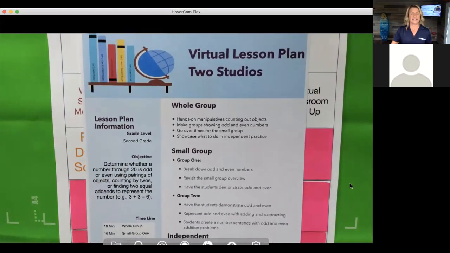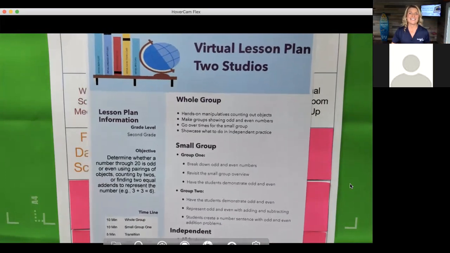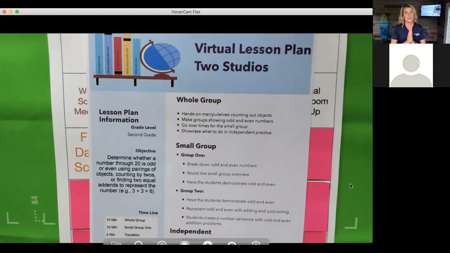During that 10 minutes, I'm going to tell the students, I'm going to break you off. Half of you are going to stay on the Zoom call. The other half, you can go and start working on your independent practice. So what does independent practice look like in a virtual world?